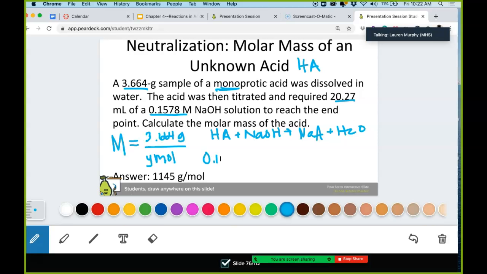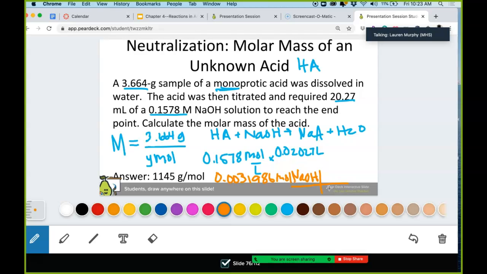So 0.1578 moles per liter times 0.02027 liters is going to give me my moles of base required to neutralize the acid. Oops, 0.1578 times 0.02027. So this ends up being like 0.003131986 blah blah blah, just keep your whole number in the calculator, moles of NaOH.